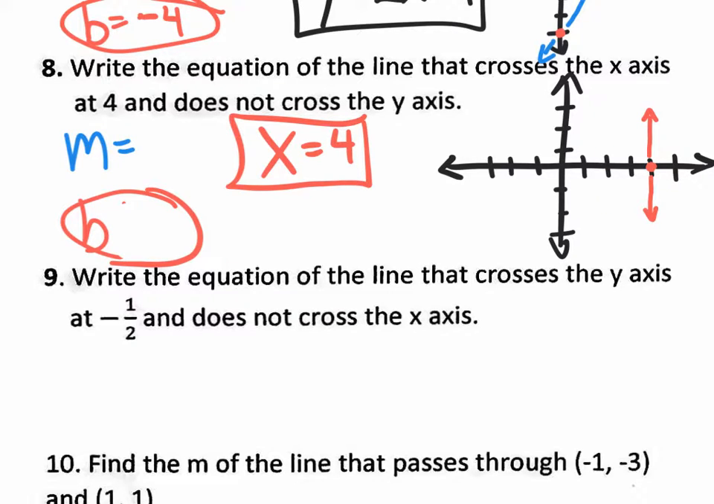Now if I switched it to y, let's say y equals 3, oh, that's a horizontal line crossing the y-axis at 3. Say y equals -1. Oh, that's a horizontal line crossing the y-axis at -1. So those x equals a number or y equals a number, those are either horizontal or vertical lines. It's pretty easy, pretty straightforward.